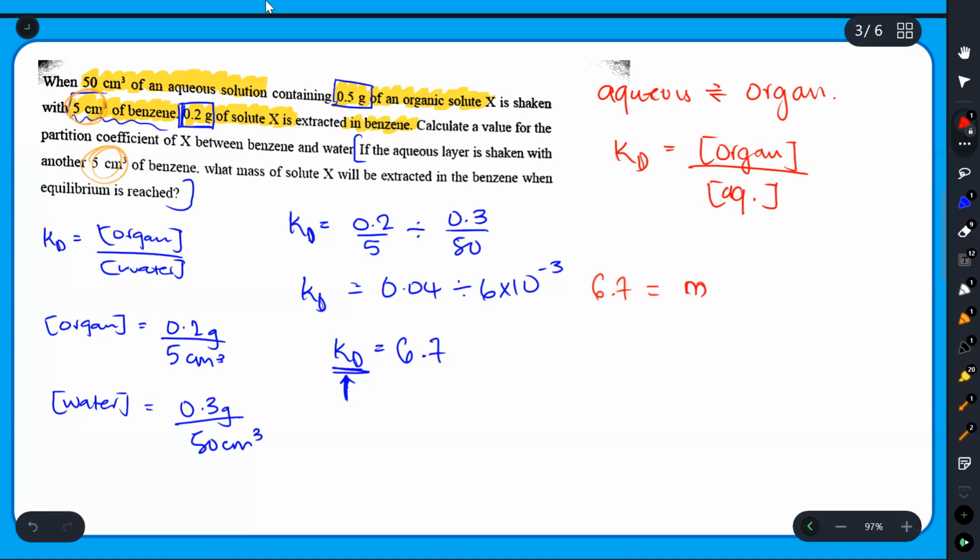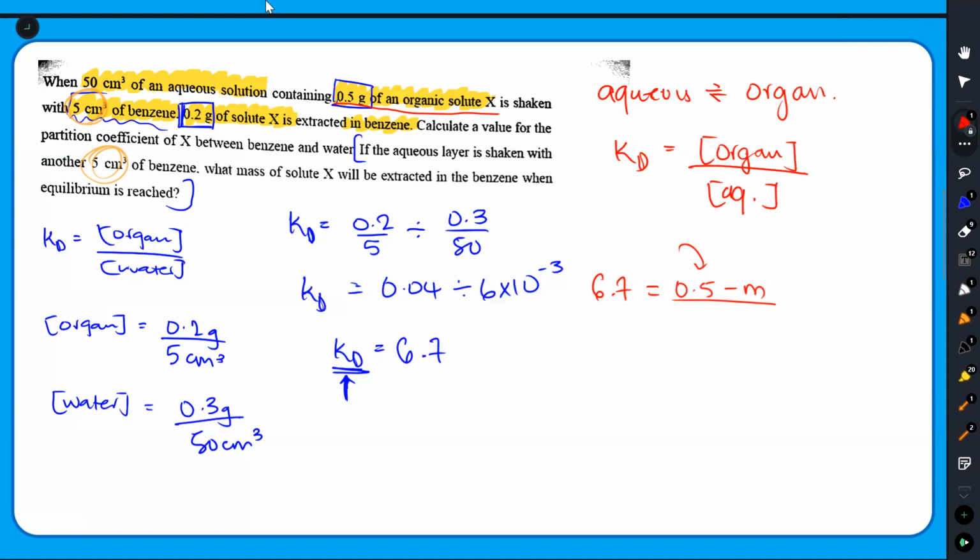So the mass that would be extracted into the organic solvent layer would actually be 0.5 minus the mass that's left behind in the water layer. Remember that we started out with 0.5 of organic solute X, and what we're trying to find now is the mass M of X, the solute that would be extracted into the benzene, when the equilibrium is reached. So the mass would be 0.5 minus M.